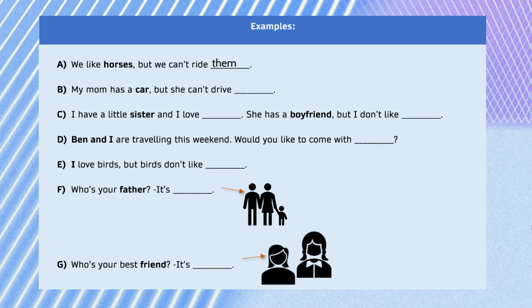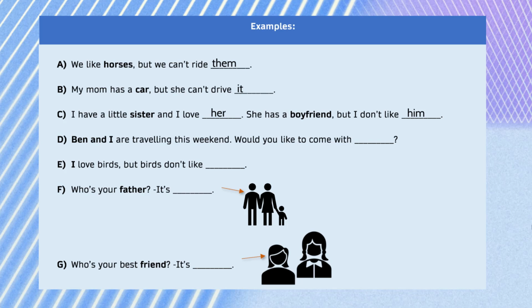B says, my mom has a car, but she can't drive it. It, in this case, is replacing car because it's an object. Sentence C says, I have a little sister and I love her. Her replaces sister. And then it says, she has a boyfriend, but I don't like him. Him replaces boyfriend in singular form.